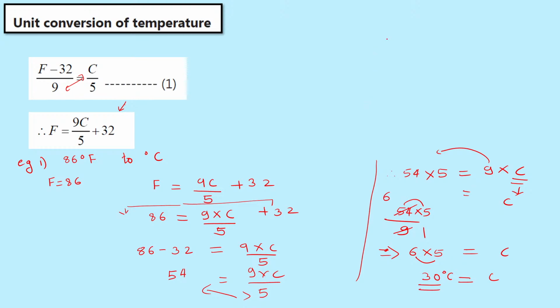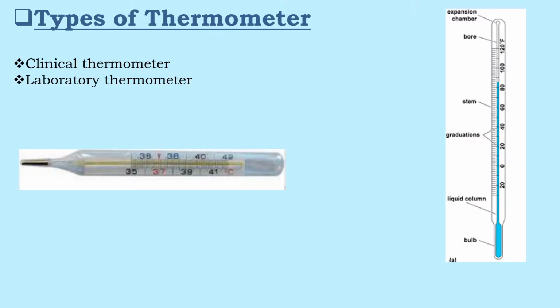More problems we will solve in our next class. More problems we will solve in a special class wherein we will try to learn about conversion from one unit to another unit. Okay, let us try to focus more on this particular topic. Let us try to see the different types of thermometer. We have two types of thermometer basically. There are different types, but this year we are going to restrict ourselves to two types.